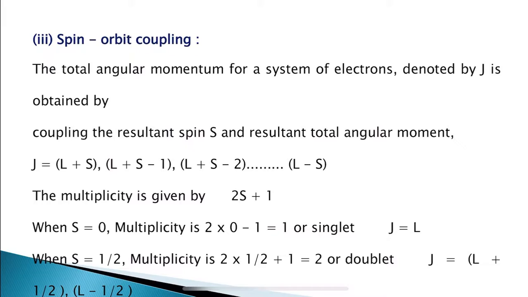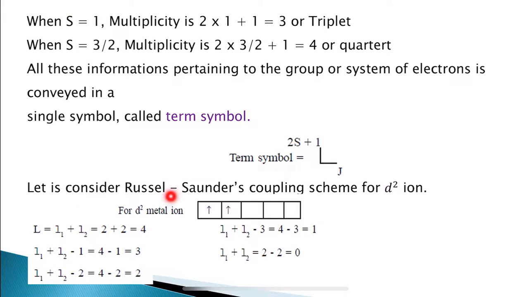Next, as I said, all the information which we get from a term symbol can be explained by considering the Russell-Saunders coupling scheme. Now let us consider the Russell-Saunders coupling scheme for a d2 ion, or a d2 electron configuration. What does it mean? For a d2 metal ion, we will have 2 electrons in the d subshell.